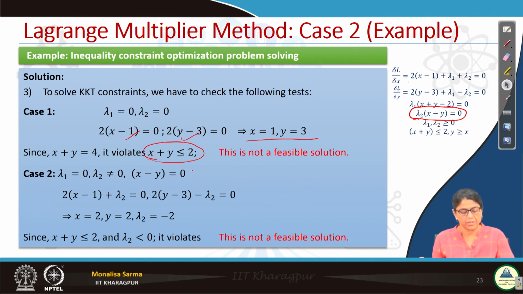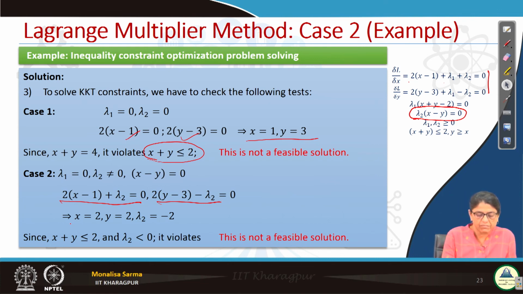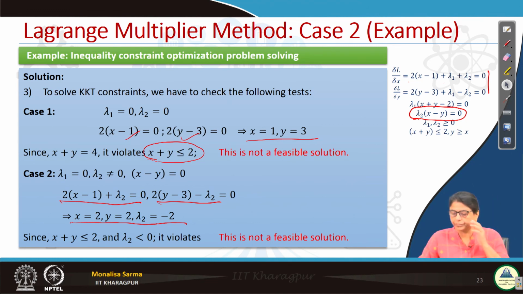Another one, if lambda 1 is equal to 0 and lambda 2 is not equal to 0, putting these values in these two expressions, I got this. This is one equation, this is another equation. Putting the value lambda 1 is equal to 0 and lambda 2 is not equal to 0, lambda 1 is equal to 0, it is gone. So, these are the three equations I got. From this I found out this value, x is equal to 2, y is equal to 2, lambda 2 is equal to minus 2. But what is given?